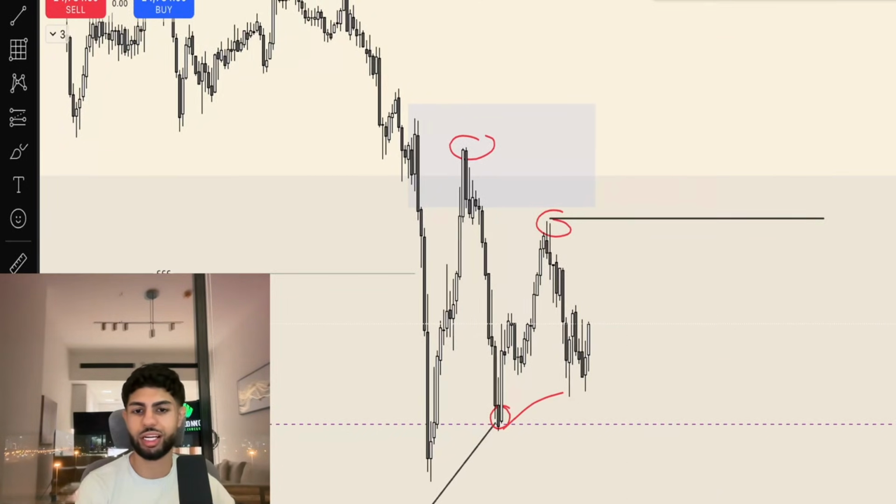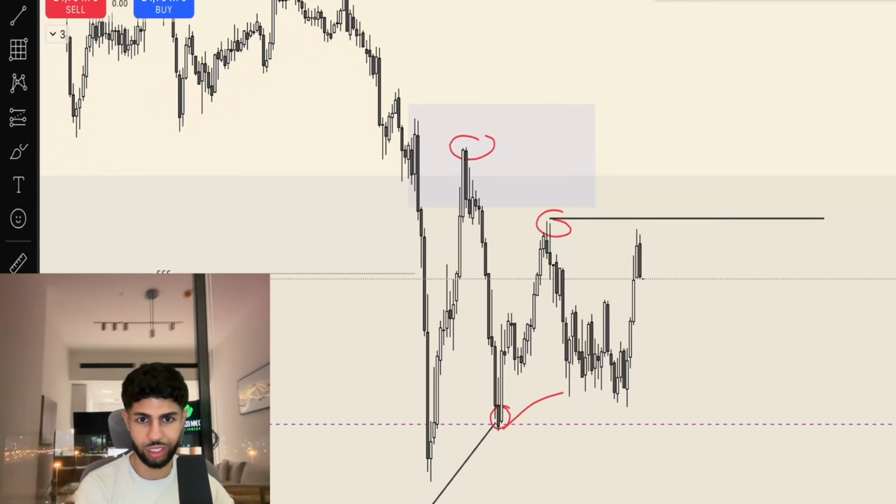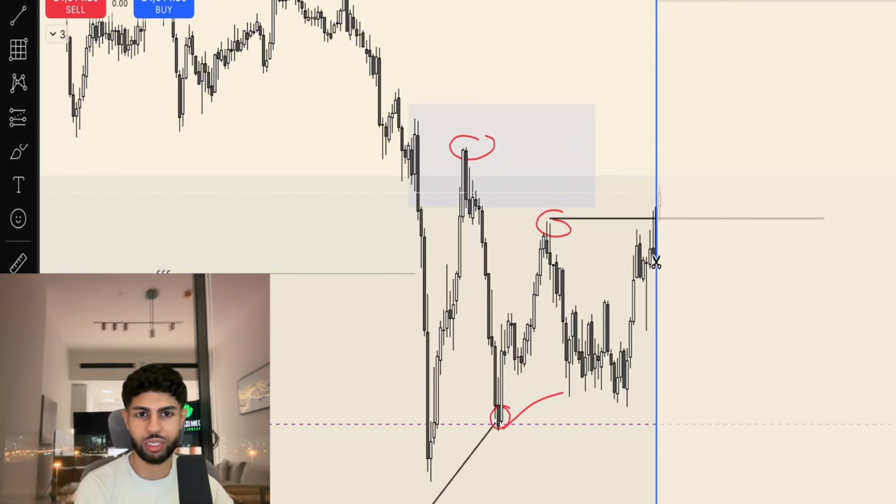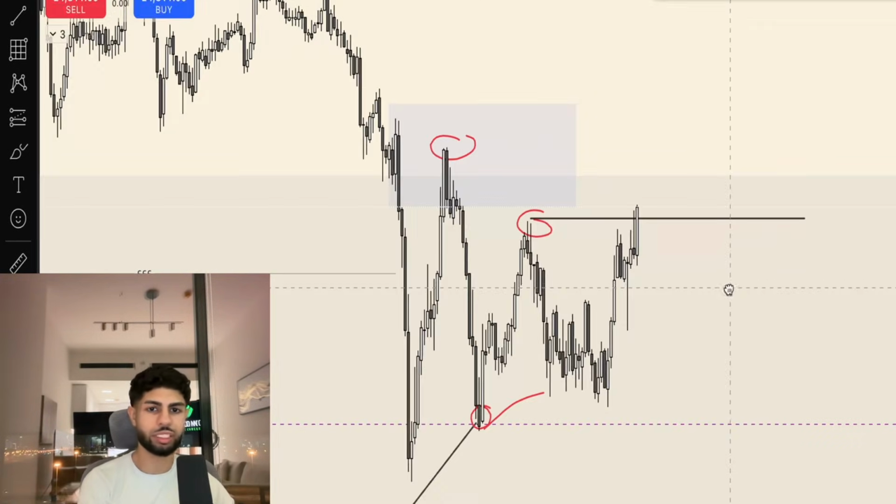Now, okay, we're getting higher lows. I want to see a higher high be put in. Let's see if we can get that. I want a candle close. Okay, candle close. Now, let's look at what we've done.